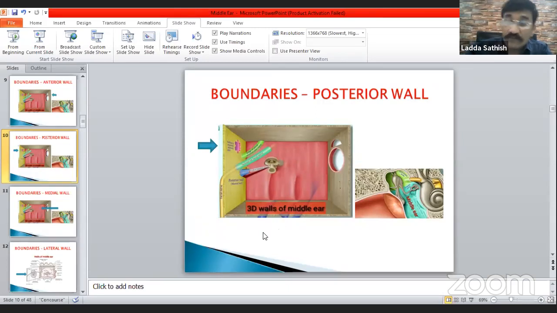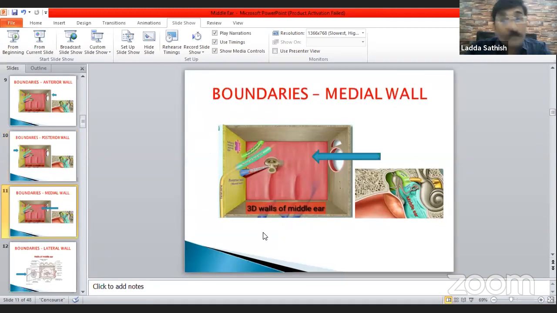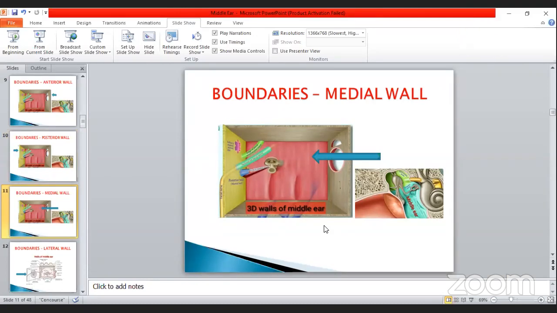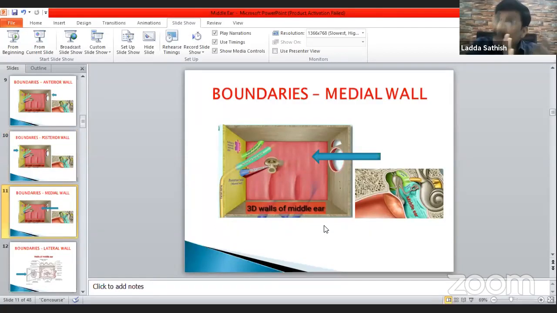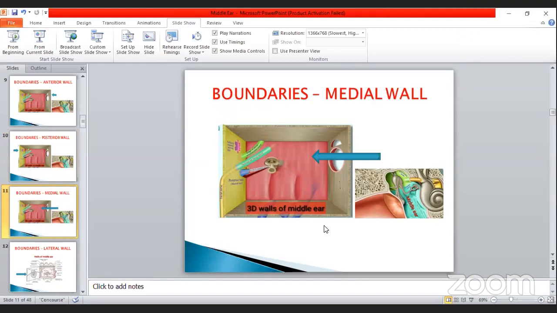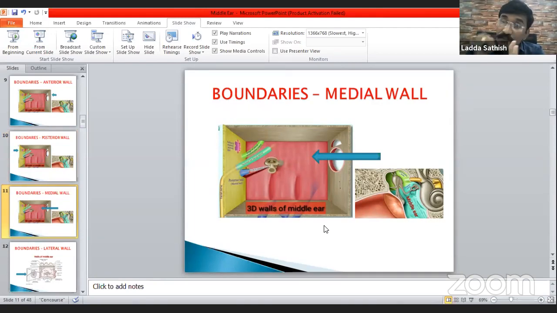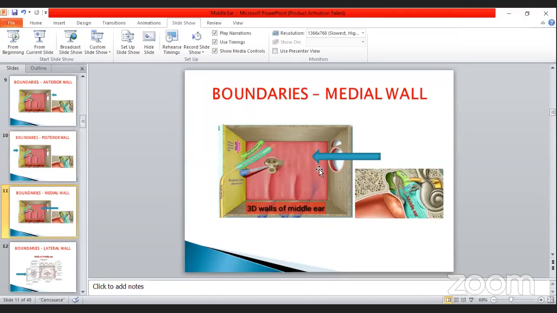Now the next wall is the medial wall. These two walls, posterior and medial, are utterly important in the middle ear, because the medial wall is communicating the ear with the inner ear, and the posterior wall is communicating the middle ear with the mastoid process. Now this is the medial wall.